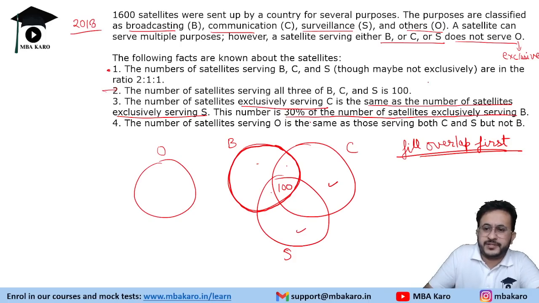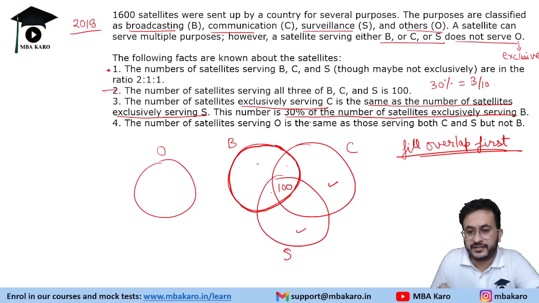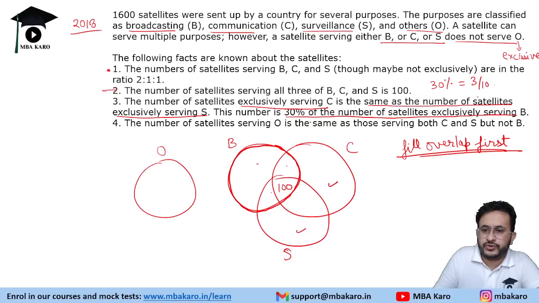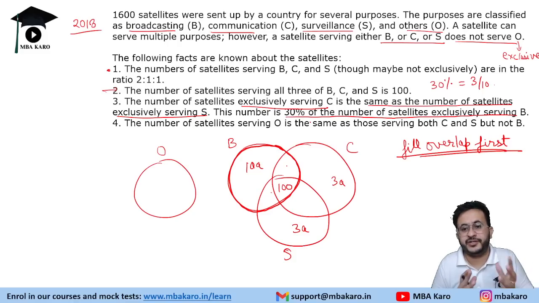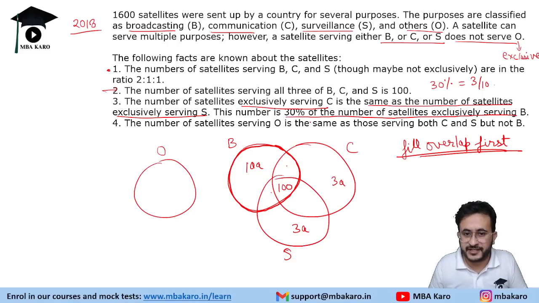Now what is 30%? 30% is 3 by 10, right? 3 by 10 means take one of the variables as 3a, another will be 10a. Take the variables 10a and 3a. So 30% of serving B, so take this as 10a. So these two variables will be 3a. So instead of taking variables from a to g, we have reduced the number of variables significantly.